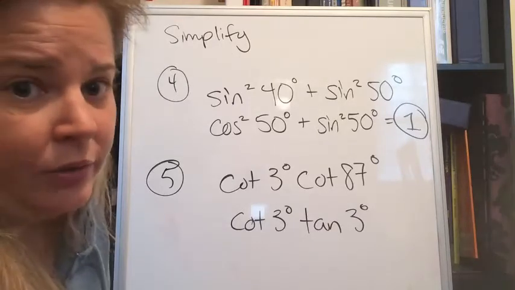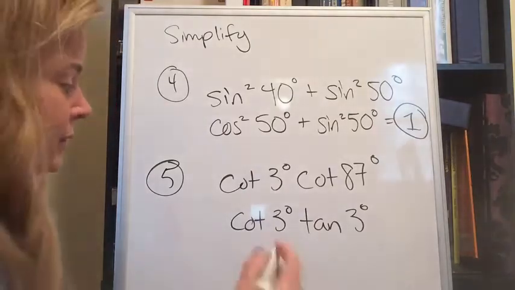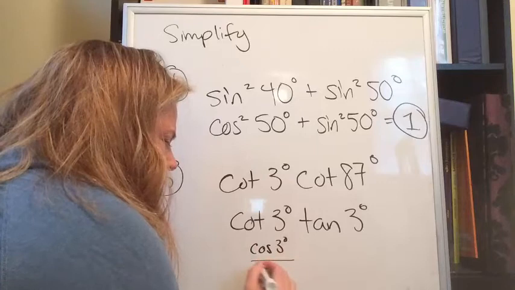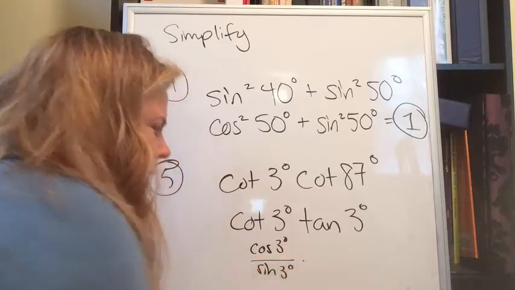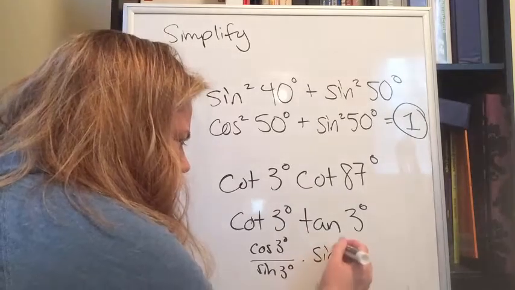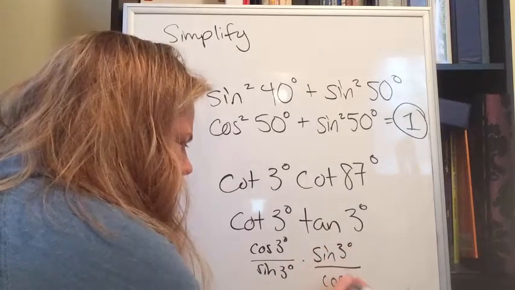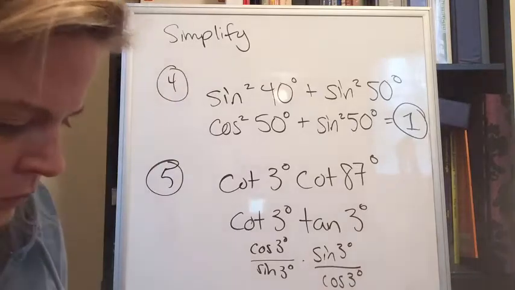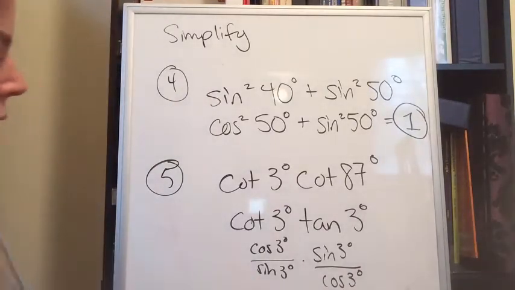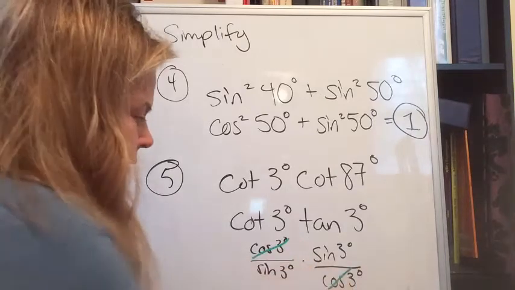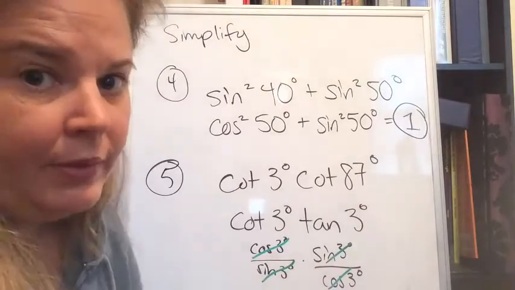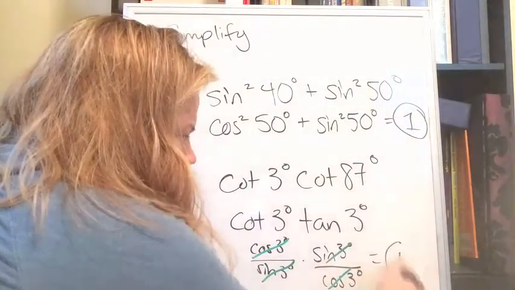However, if you were in doubt, you could change everything to sines and cosines. Cotangent is cosine over sine, and tangent is sine over cosine. So when in doubt, you could change everything to sines and cosines. And what happens? Cosine, cosine cancel, sine, sine cancel, and this is equal to 1.